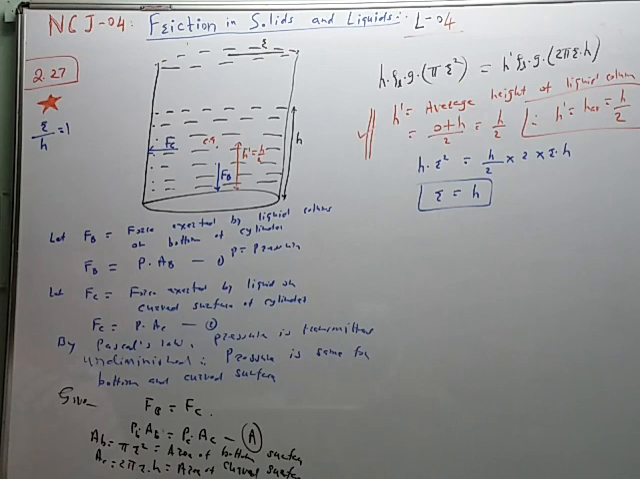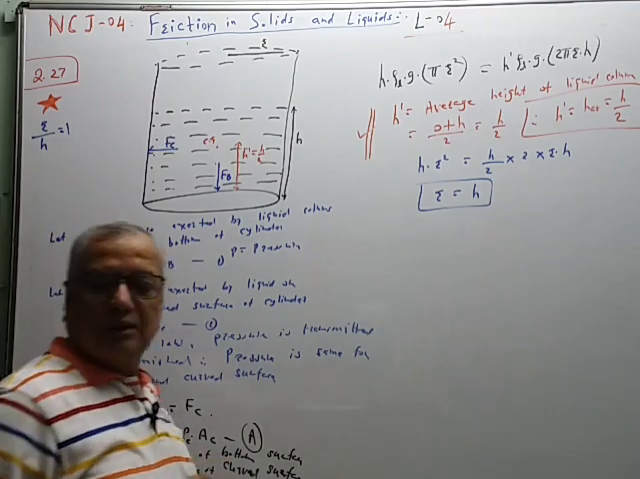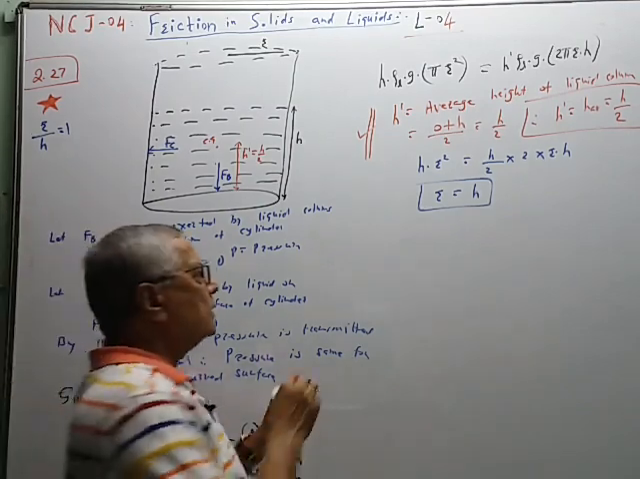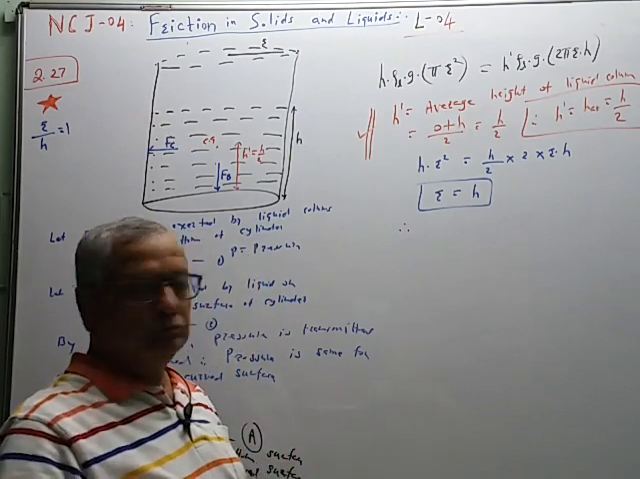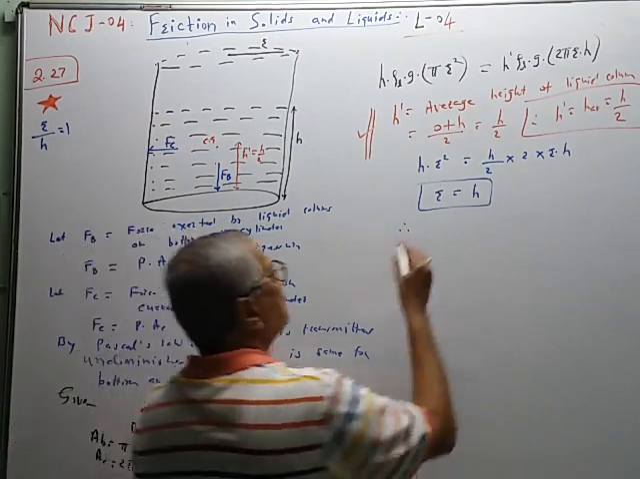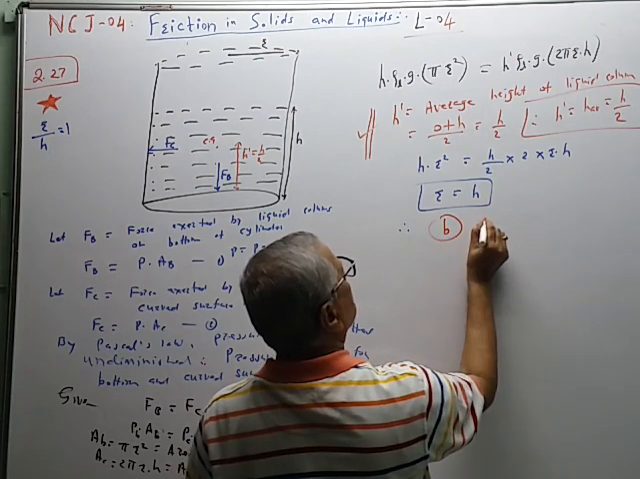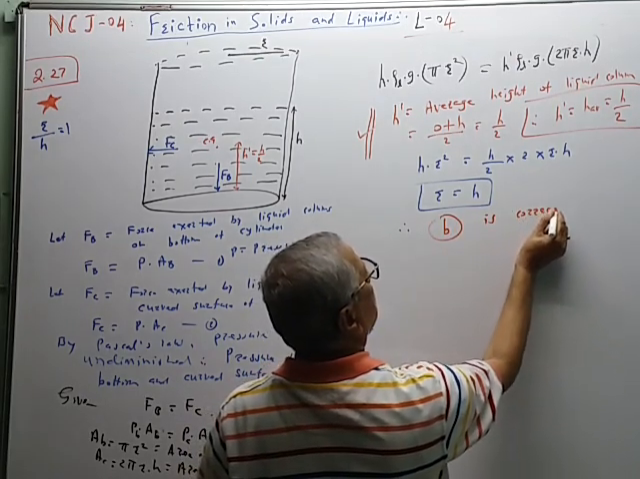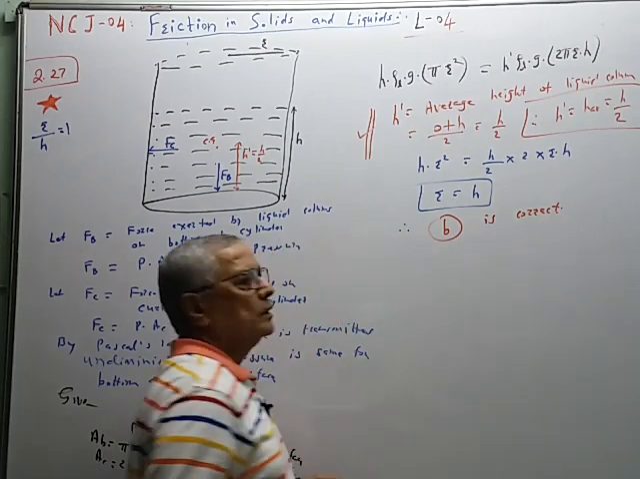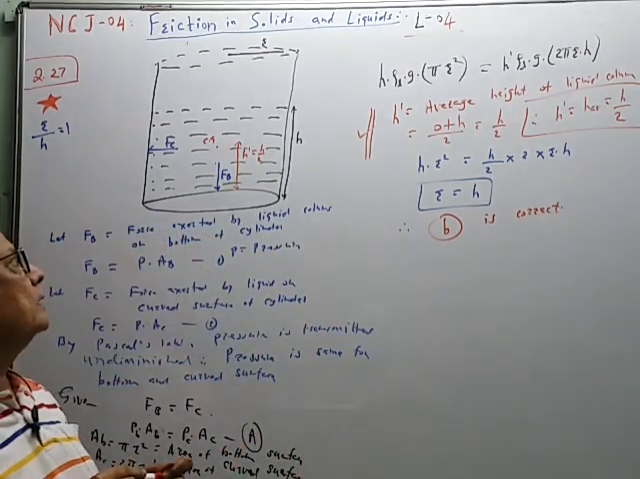If R and H are equal, then the force exerted on the bottom and the curved surface are equal. So this is the correct relation, and this correct relation is given in option B. And therefore B is correct. B is correct.